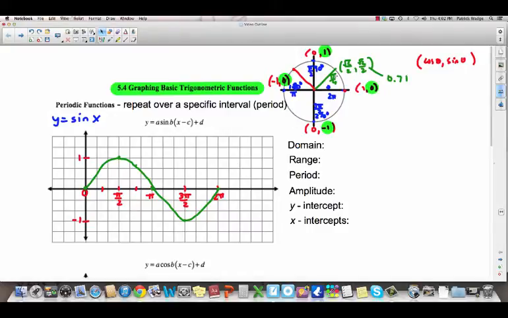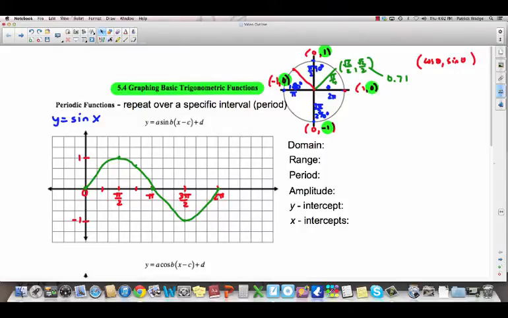Why does it do that? Because if you think of the unit circle, we've gone from 0 to 90, 90 to 180, 180 to 270, 270 to 360. What could we do next? We could keep going. So my point is you could keep going around and around and around the unit circle, and this graph would keep going up and down and up and down and up and down.